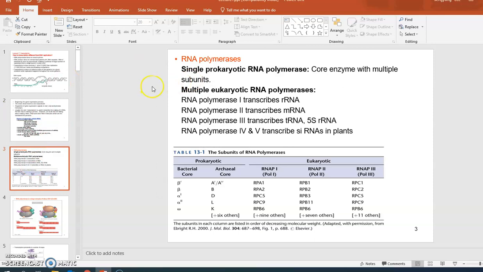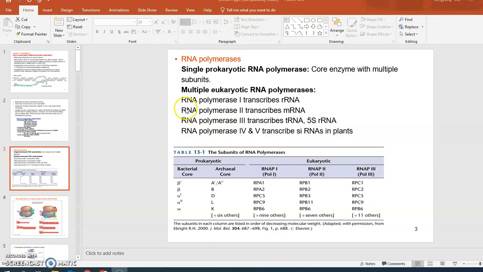And then the enzymes that are doing the transcription, so-called RNA polymerase. If you look at prokaryotic cells, there is a single RNA polymerase doing the transcription. Bacterial cells have one single enzyme that is made up of different subunits: beta, beta prime, alpha 1, alpha 2, epsilon, and things like that. And then archaebacterial cells have another single RNA polymerase made up of different subunits. But eukaryotic cells have multiple RNA polymerases: 1, 2, 3, and 4.